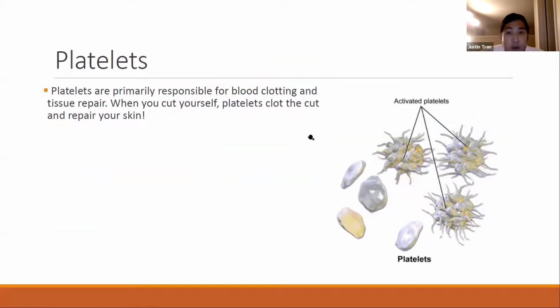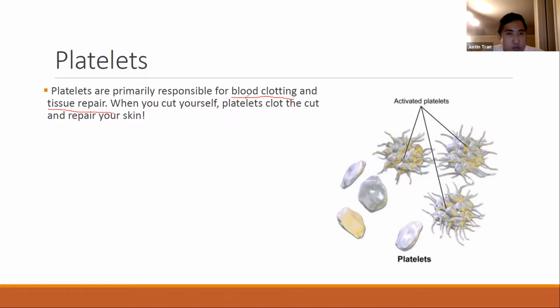Okay. All right, so now let's talk about platelets. Your platelets are actually not cells. When you think of a cell, you think of a living kind of organism. Your platelets are more passive, and they don't really have a mind of their own. But the platelets' primary responsibility is in blood clotting and tissue repair.